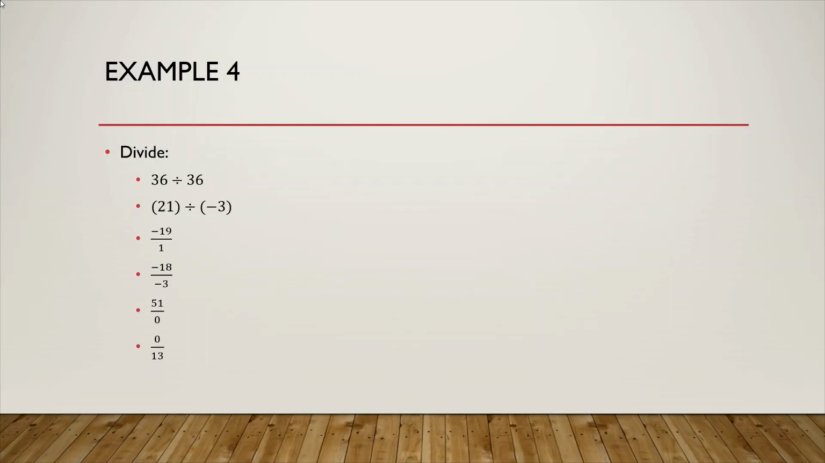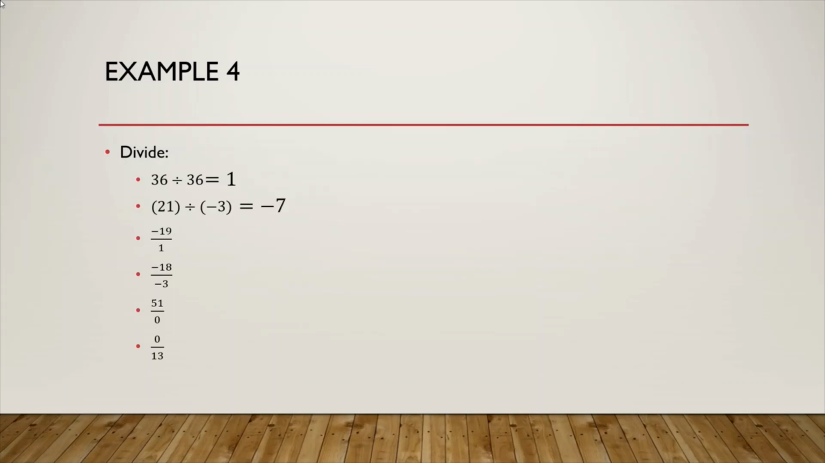So now let's look at division, and the rules are the same. So 36 divided by 36 is 1, because 36 goes into 36 once. And it'll be a positive 1 because both those are positive. 21 divided by negative 3, 3 goes into 21 7 times. And since the signs are different, it's going to be a negative 7.